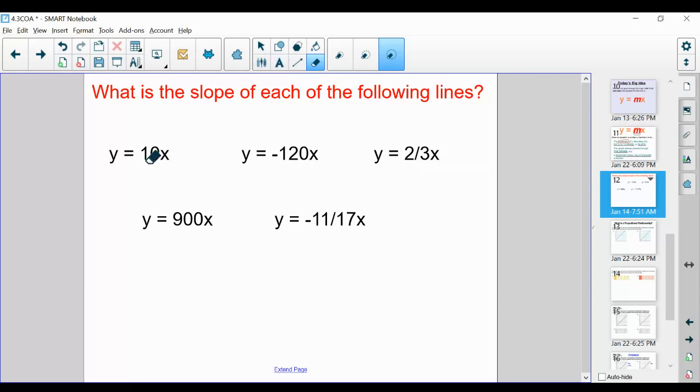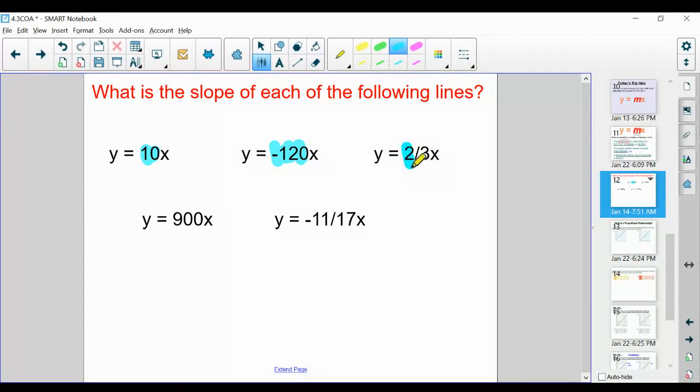All right, what is the slope of this first line? Yeah, it's 10. It's 10, the coefficient of our variable. Coefficient is 10. What about in this equation? y equals negative 120x. Yeah, you guessed it. The slope is going to be negative 120.